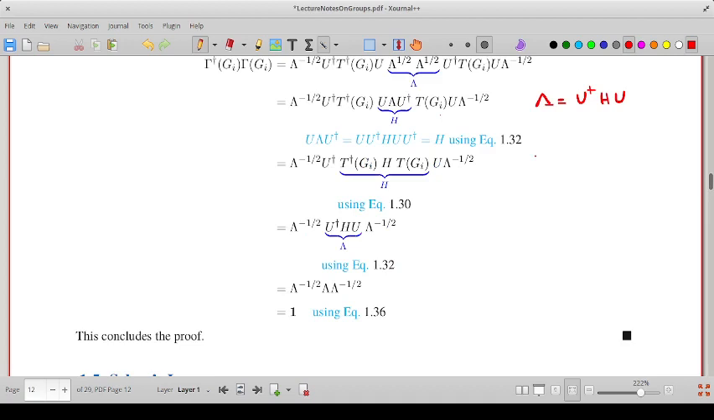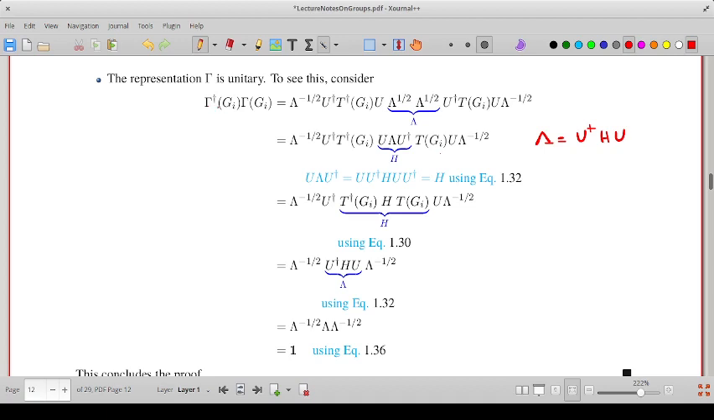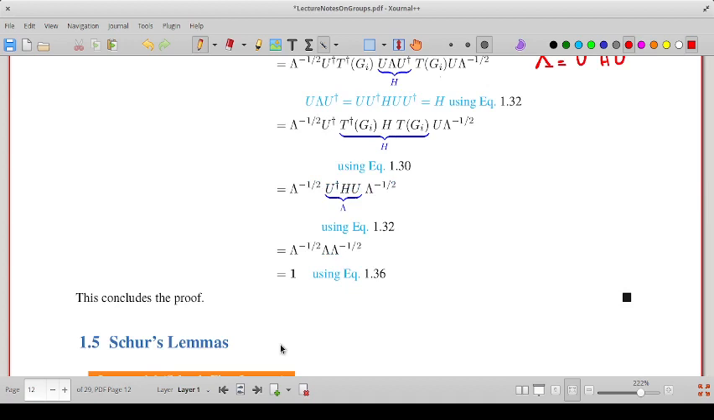But U dagger H U is nothing but lambda. So I have lambda to the power minus half, then this lambda and lambda to the power minus half. Now remember, lambda to the power p times lambda to the power q is lambda to the power p plus q. Therefore this product is lambda to the power 1 minus half, and that is half. Then I take the product with this, so that will be lambda to the power minus half plus half, which is lambda to the power 0, which is the identity matrix. So we have seen that gamma dagger gi times gamma gi is equal to the identity matrix. In other words, the matrices gamma are unitary.